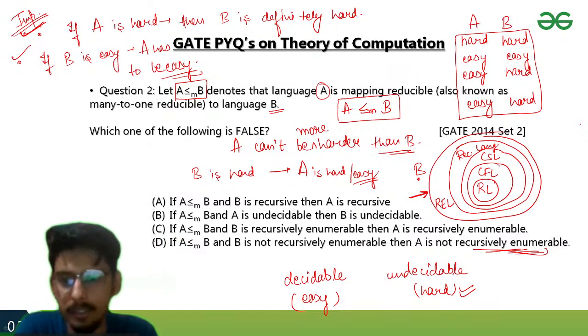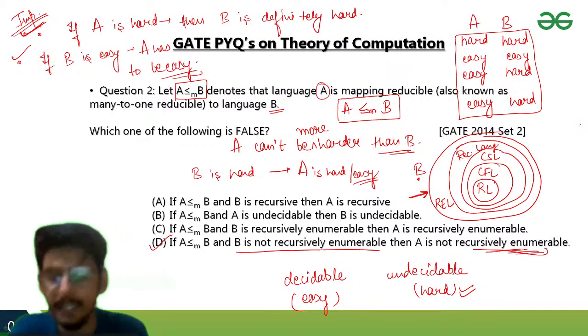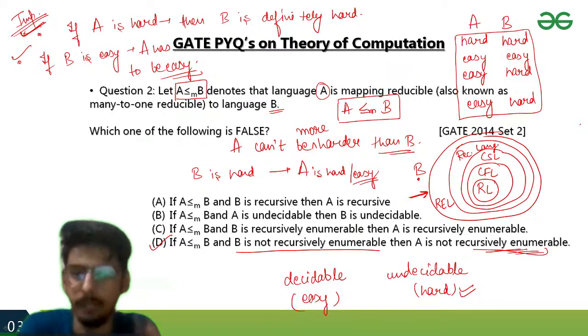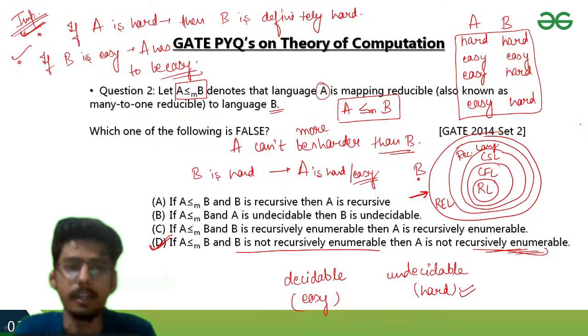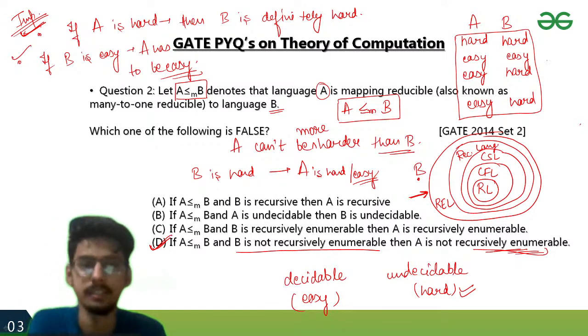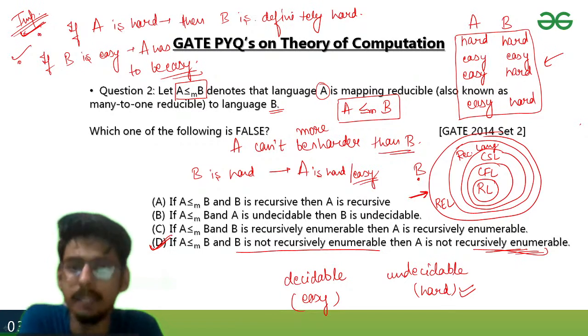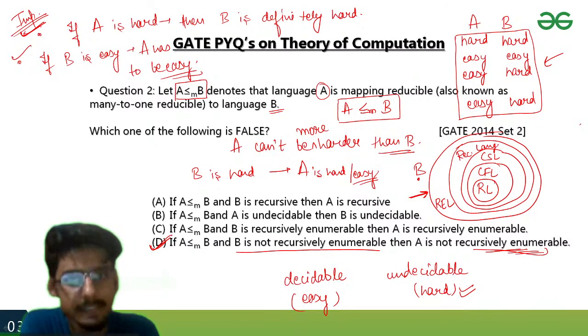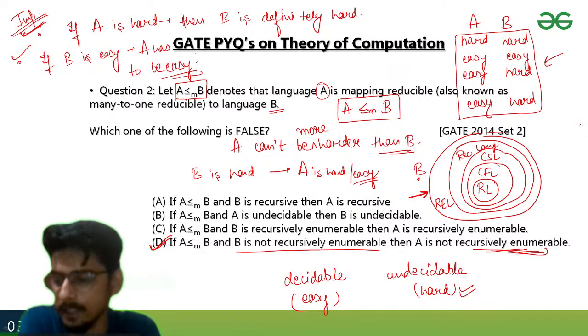Now, A can be recursively enumerable. Yes, correct. So Mohammed, A can be recursively enumerable. If B is not recursively enumerable, then A can or cannot be recursively enumerable. So statement D is false, and you can refer to the analogy I just told you: if A is hard, then B will definitely be hard, and if B is easy, then A has to be easy.